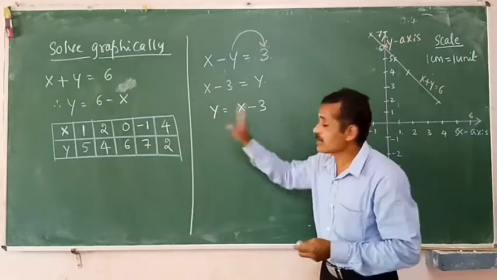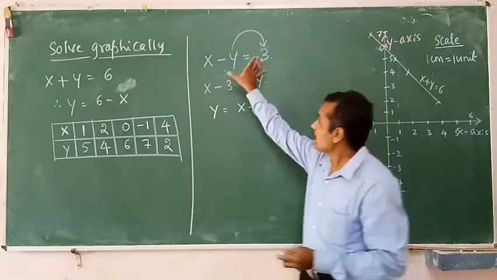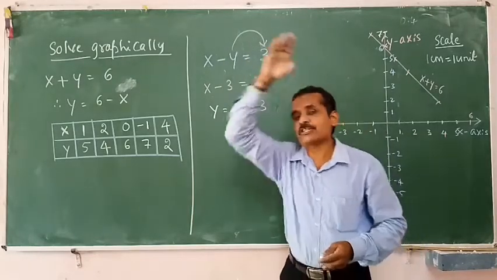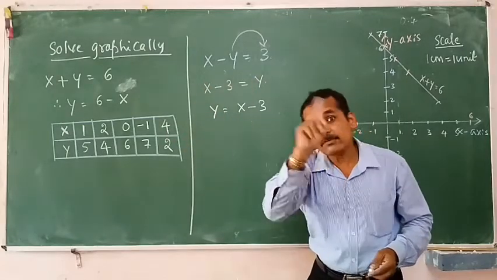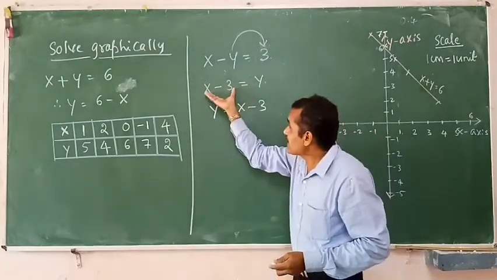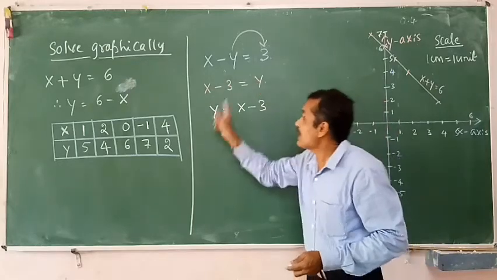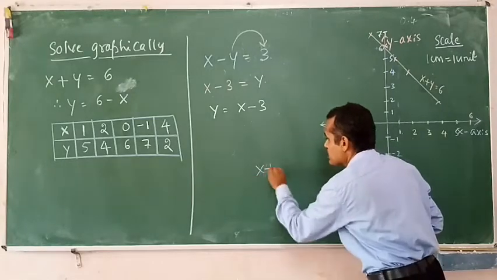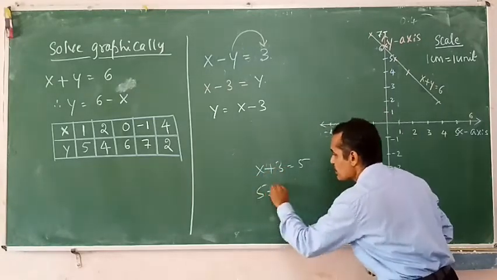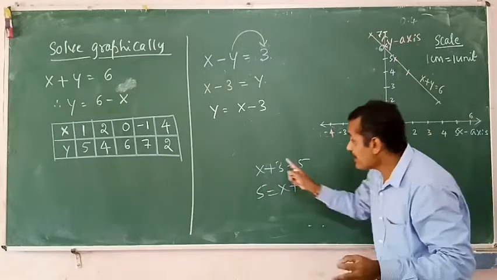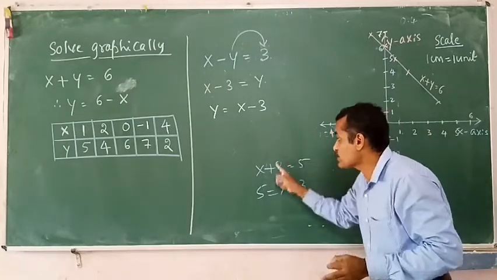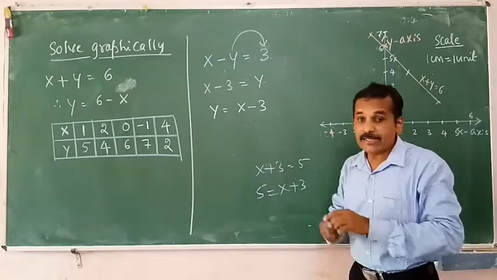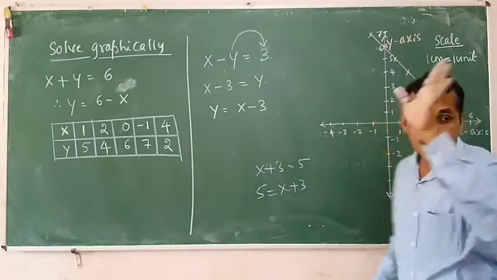Why is the sign not changed? My dear children, whenever in an equation one element is transferred either from LHS to RHS or RHS to LHS, sign definitely will change. But entire LHS to RHS, entire RHS to LHS, sign will not change. For example, x plus 3 is equal to 5. 5 is equal to x plus 3. There is no change in sign. But if one number is transferred from LHS to RHS, then x is equal to 5 minus 3 it will be. If entire things are interchanged, sign will not change.